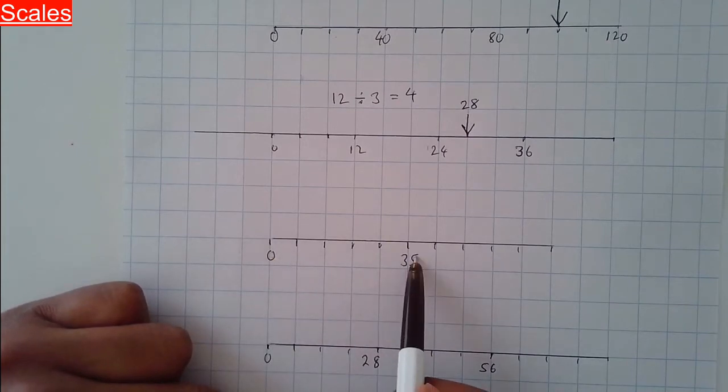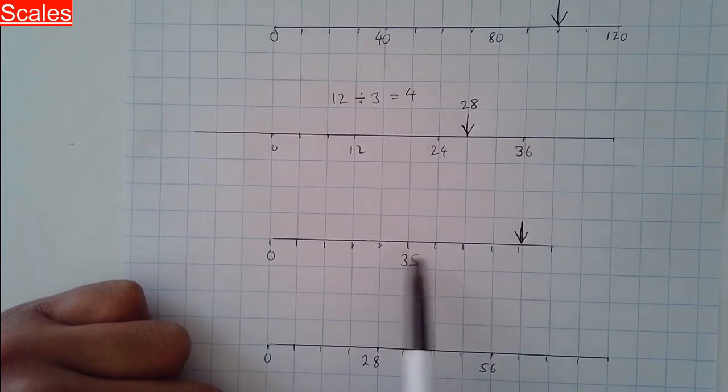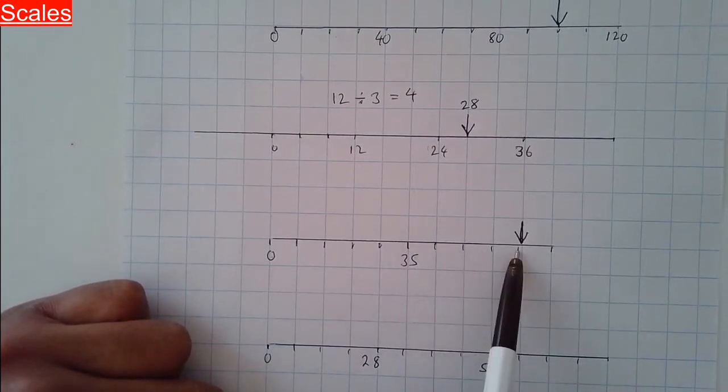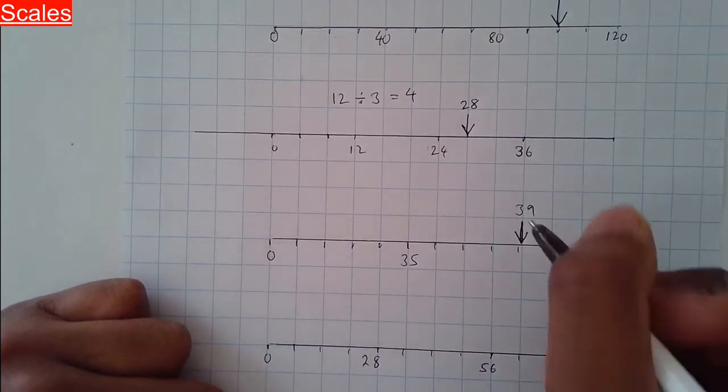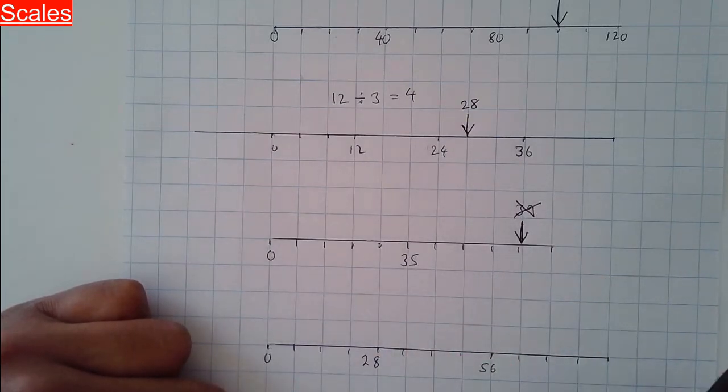Naught to 35. Well, let's suppose I want to know what this one is. Right, I'm not going to take a guess yet. I'm not going to say 35, 36, 37, 38, 39. I need to work it out. Let's see, it might be 39, but I need to confirm it.